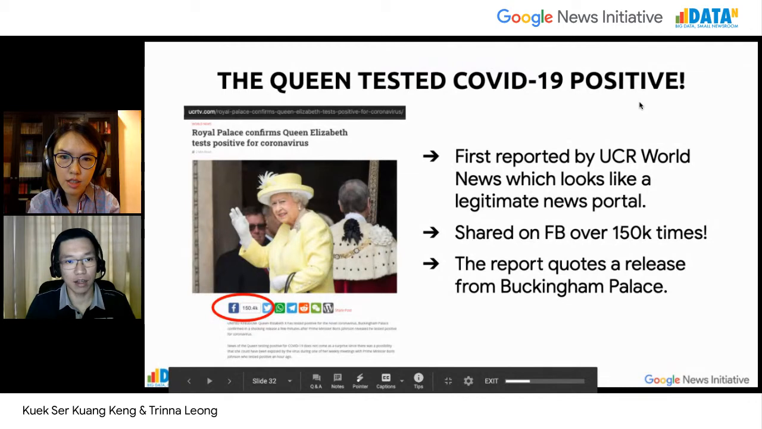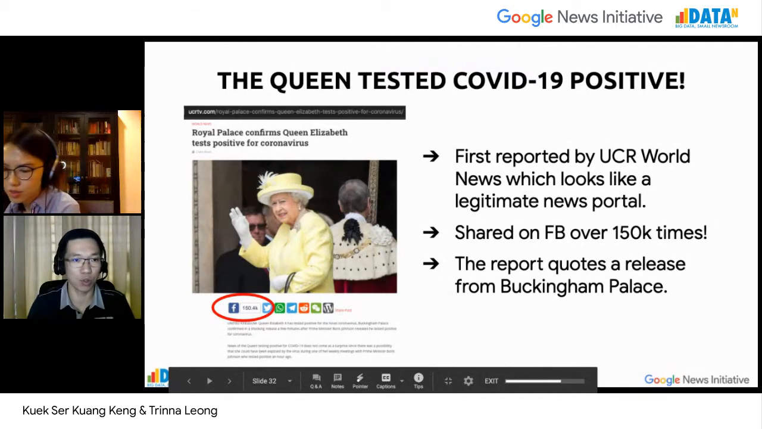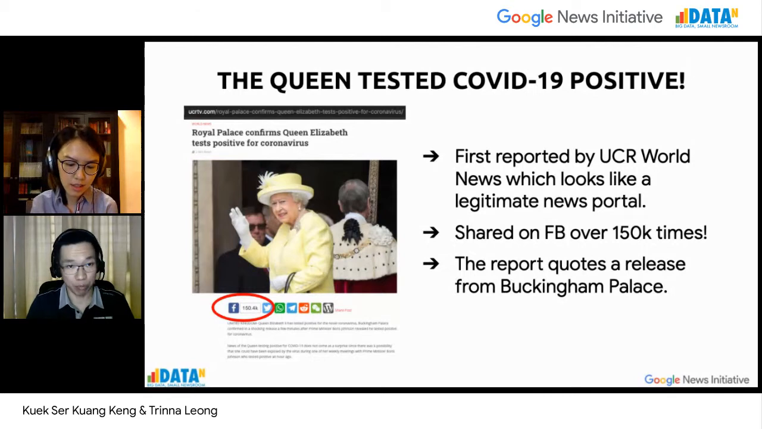All right. The next case study that I'm going to share with you is one story that I have seen in April. This was published 2 months ago. This story was by a new website called UCRTV.com. I have never seen this website. When it popped up, this story claimed that the Royal Palace in UK confirms that Queen Elizabeth was tested positive for coronavirus. When I checked the website, it looks like a legitimate news portal. And the story was viral. It was shared over 150,000 times on Facebook.